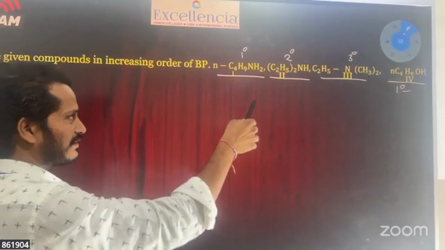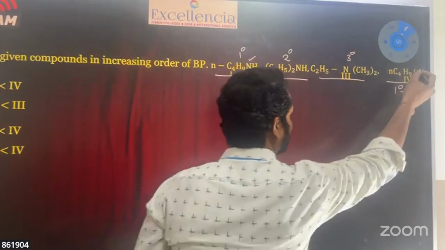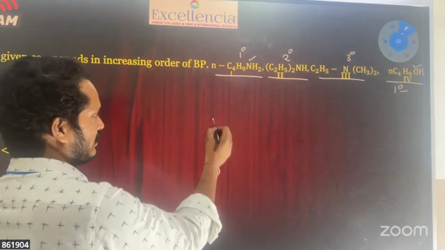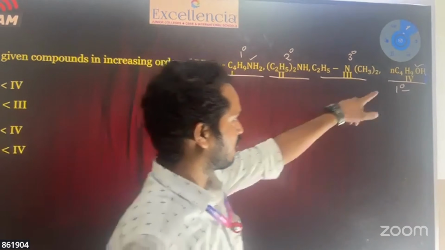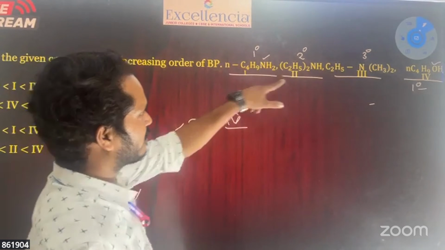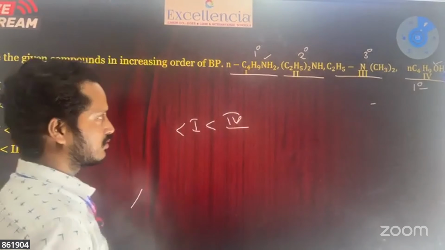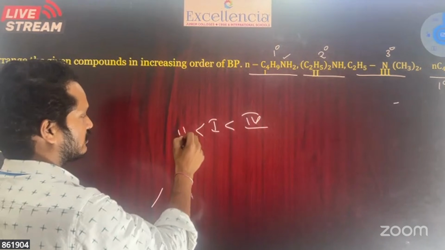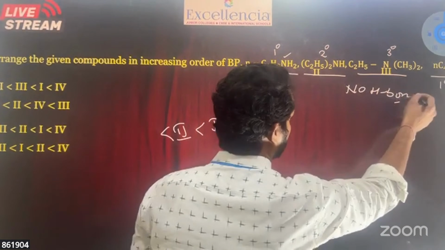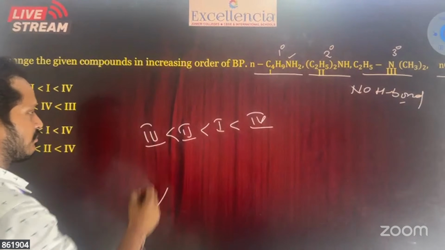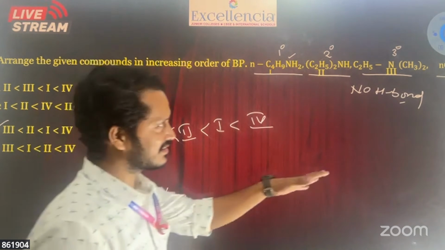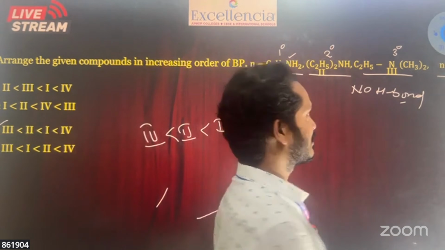Okay, and even the molecular weight compared to the remaining molecules, nitrogen and oxygen are different, so molecular weight is also more for C4H9OH. So highest boiling point for the fourth one. And the next we got the first one, because primary is having more hydrogen bonding compared to the second one. And lastly, here no H bond, that's why it has a lower boiling point. 3214, this is the answer. So it is an idea of basic things like chemical bonding, hydrogen bonding, all this.